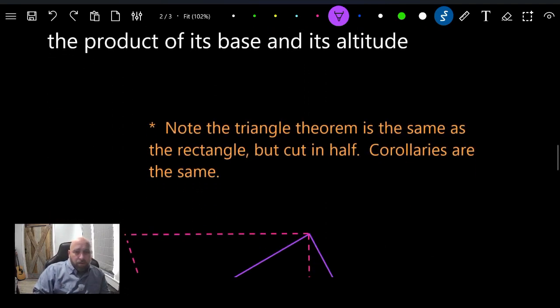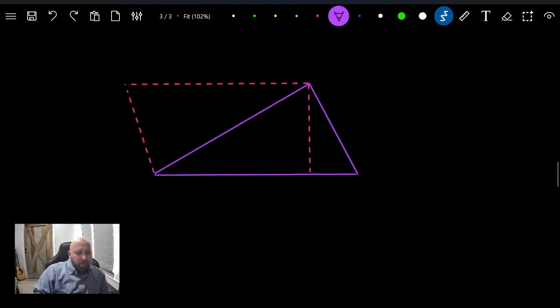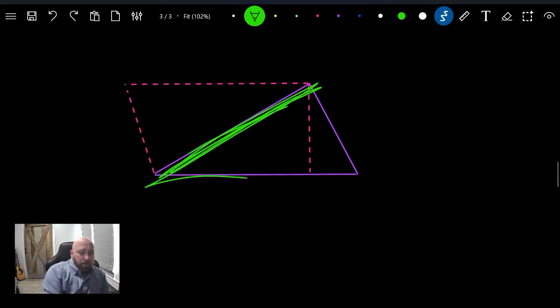I put a little note here. The triangle theorem is the same as the rectangle, but cut in half. Corollaries all end up pretty much being the same. All right, so here is our triangle, right? So our triangle is this purple part right here. Now I've drawn some auxiliary lines in there dotted so you can kind of see what happens.